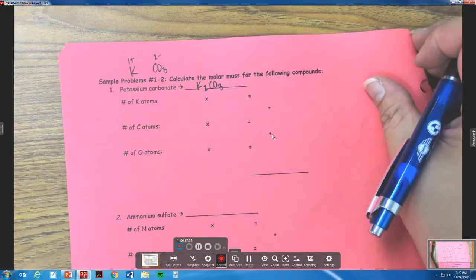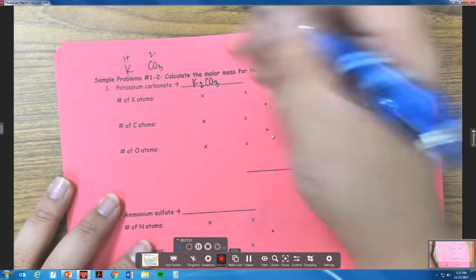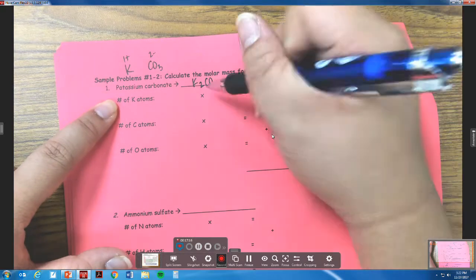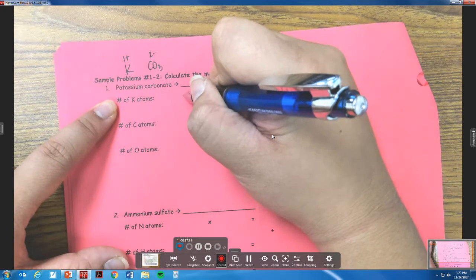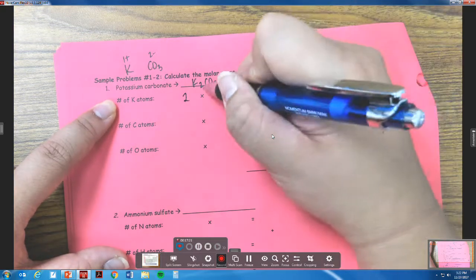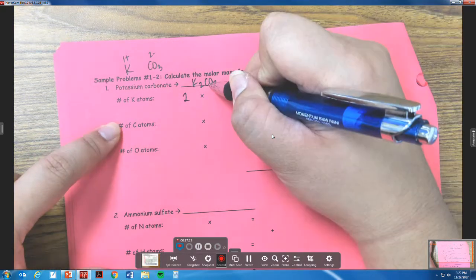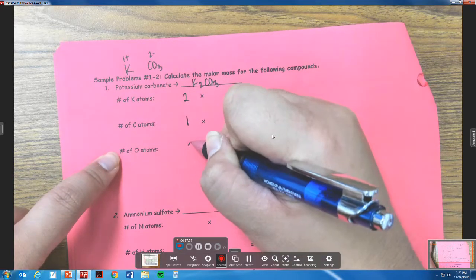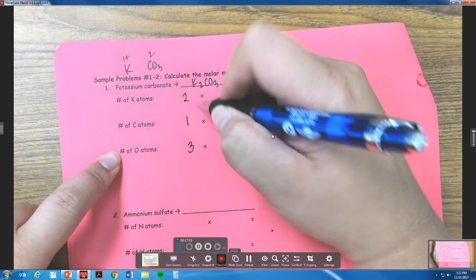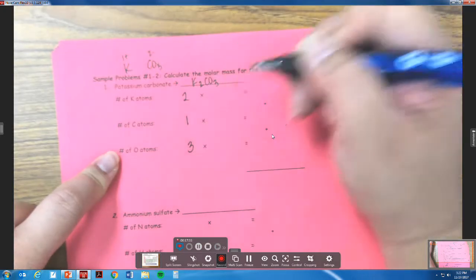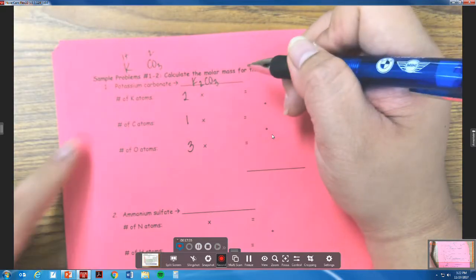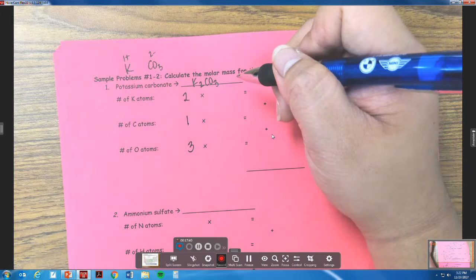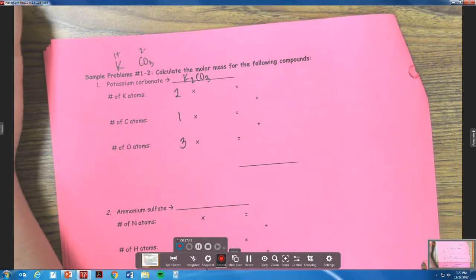Okay, so our first step is to count how many potassium ions we have. We have 2 potassium ions, or atoms rather. How many carbon atoms do we have? We have 1. And how many oxygens do we have? We have 3. Now that you have identified how many of each atom you have, let's go back and figure out the atomic mass of each.